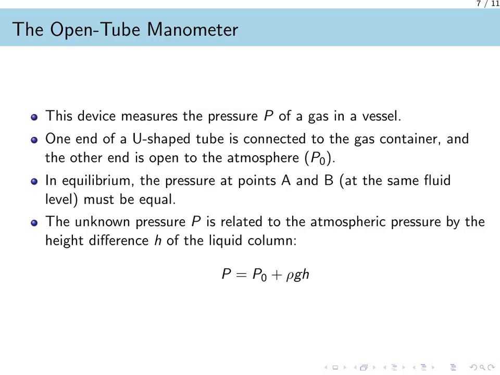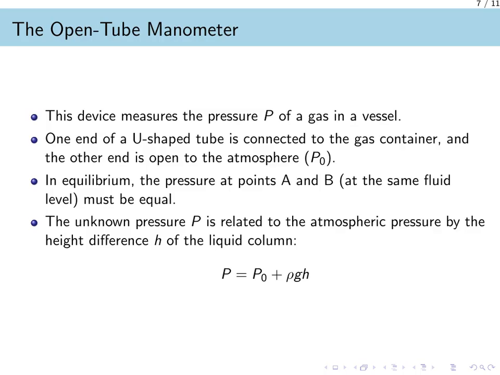Now let us examine another important pressure measuring device called the open tube manometer. This instrument is used to find the pressure of a gas inside a closed container. The setup consists of a U-shaped tube containing a liquid. One side of this tube is connected to the gas vessel, while the other side is left open to the atmosphere.